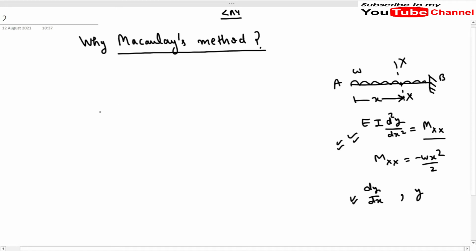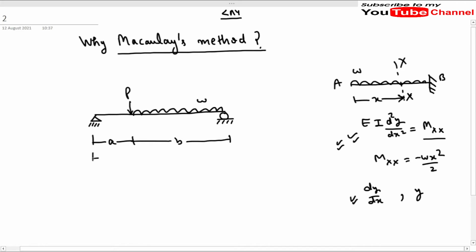Now if we have a complex type of loading, not a complex beam, if we have a typical loading like this, so we are taking the example of our previous solved problem, question number 3 of the double integration method. You can see that video, the link will be in the description. So in that problem we have a point load, let us name this point load P. We also have a UDL W, and let us say this distance is A, and this distance is B, and the whole length of the beam we call L.